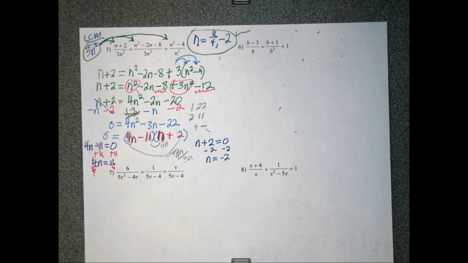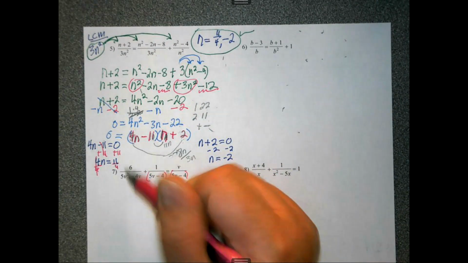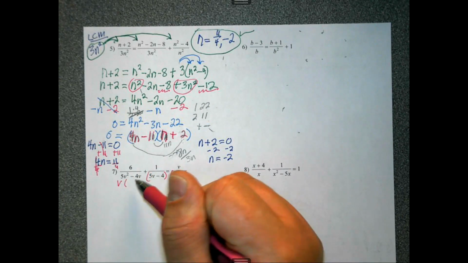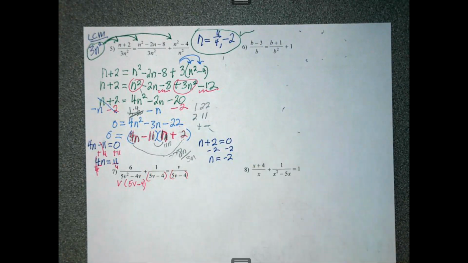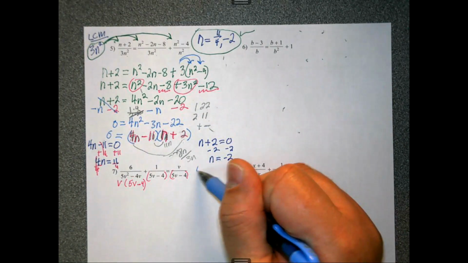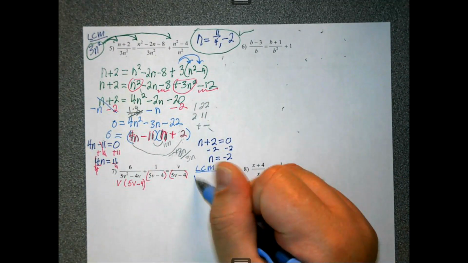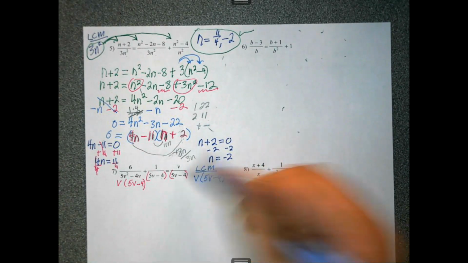That's fine. Number 7, what's going to be my, oh, we have to factor first, right? Okay, these are good. I'm only looking at the denominators. However, I need to take out a v. That leaves me with 5v minus 4, right? So my LCM is going to be, let's see, my first one, I need a v and a 5v minus 4, and the rest of them I have in there.